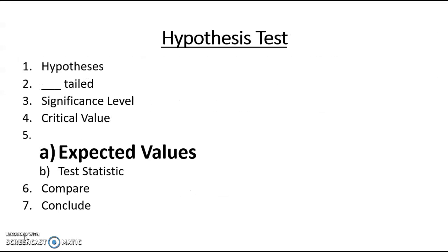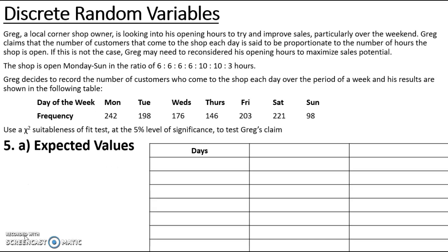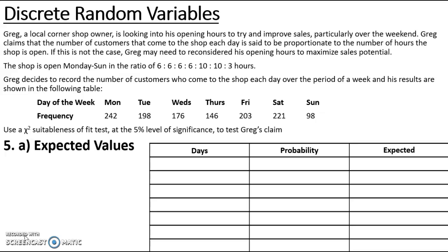Then to work out our test statistic, we next need our expected values. So to work out our expected values, we need our information in the table. We've got the days of the week. We can work out the probability of each of those and the expected values. So for this question, we'll be given a ratio of information. If we look at our ratio 6, 6, 6, 6, 10, 10, 3, there's a total of 47 parts in that ratio. And the probability of it being on a Monday is 6 out of 47.